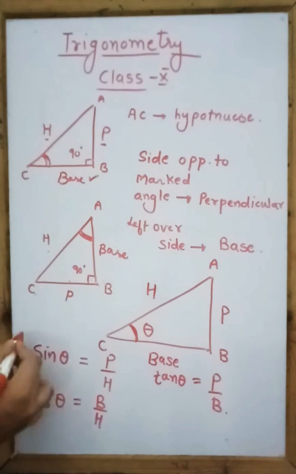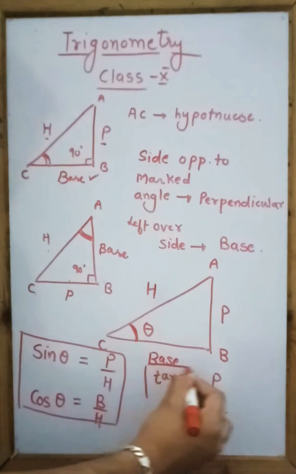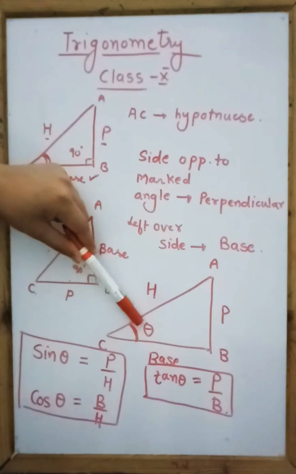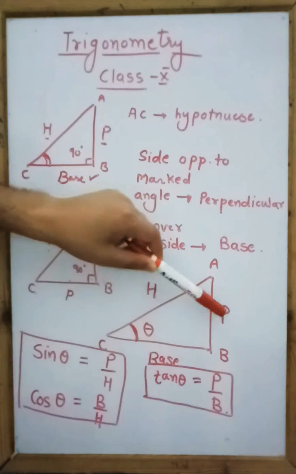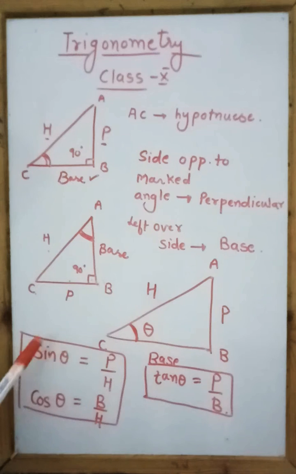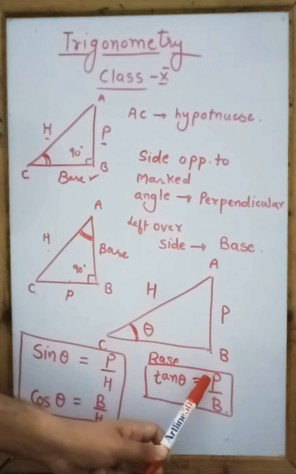I repeat again, these are the three trigonometric ratios: sine theta, cos theta and tan theta. Make sure you know what the theta is in your angle. If my theta angle is this, then this side will be the perpendicular and this side will be the base. The hypotenuse will remain the same. So in any right angle triangle, sine theta is equal to perpendicular over hypotenuse, cos theta is equal to base over hypotenuse, and tan theta is equal to P by B.